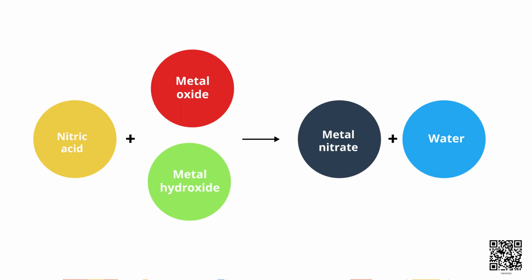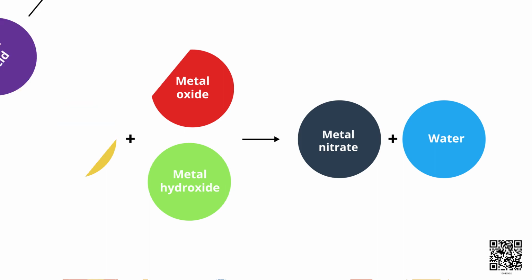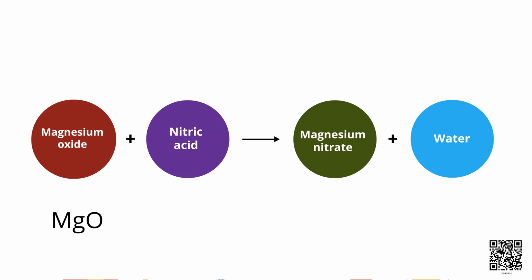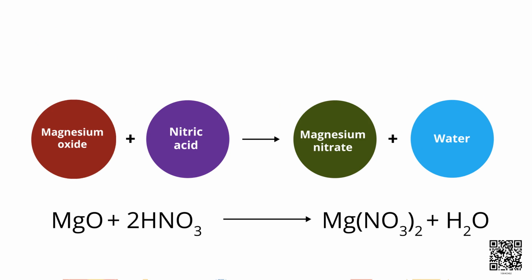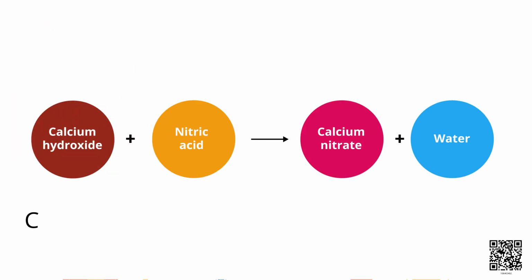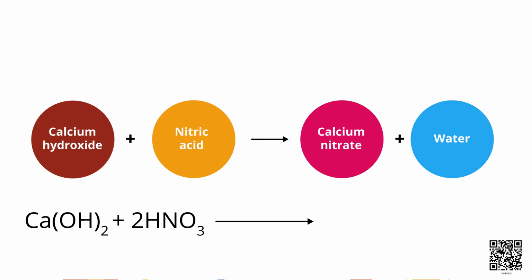Children, similarly, if nitric acid reacts with metal oxide or with metal hydroxide, then metal nitrate and water are formed. For example, if nitric acid is made to react with magnesium oxide, then magnesium nitrate and water are formed. In the same way, if nitric acid is made to react with calcium hydroxide, then calcium salt, that is calcium nitrate, and water are formed.